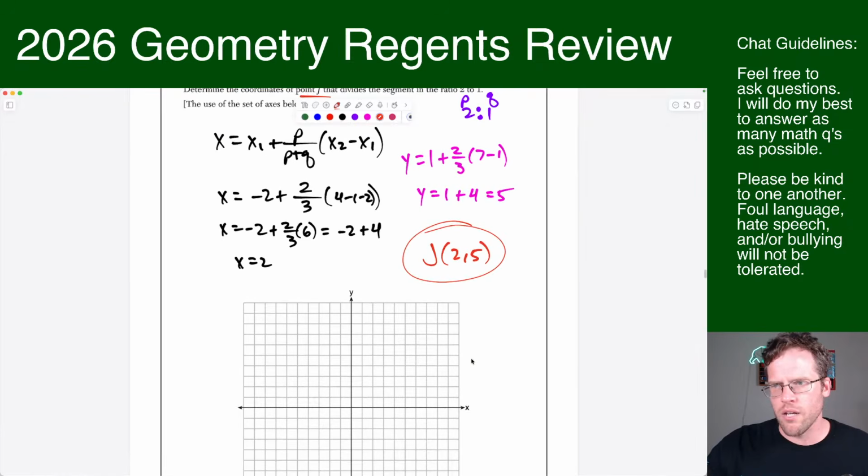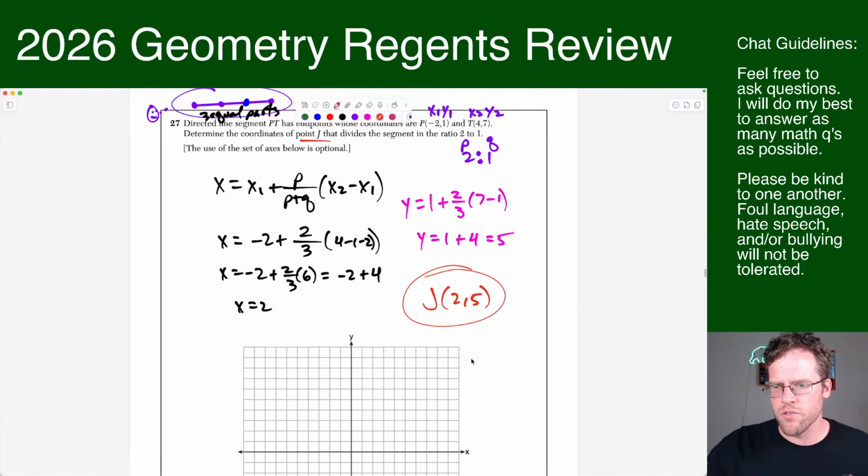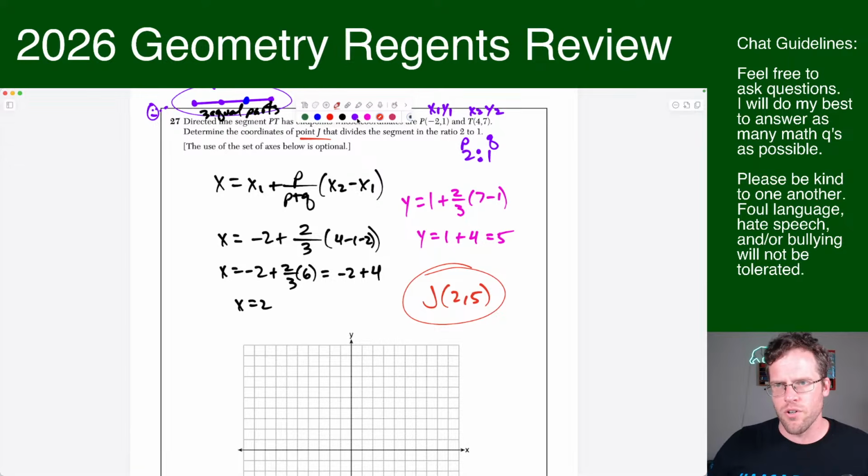Now, if you don't get it, that's fine. Then use the formula. I'm sorry, just joking, use the graph. So -2, 1 is over here, and T is at 4, 7. So 1, 2, 3, 4 over, up 1, 2, 3, 4, 5, 6, 7.